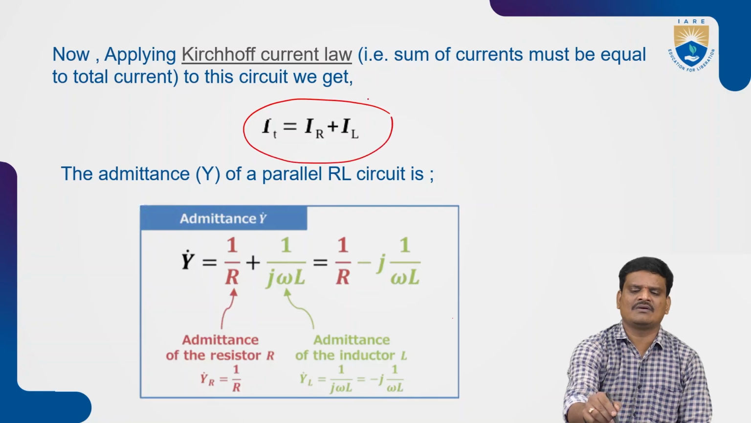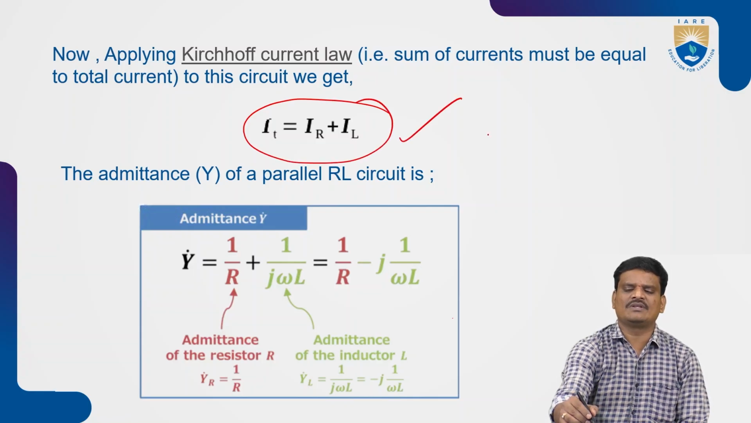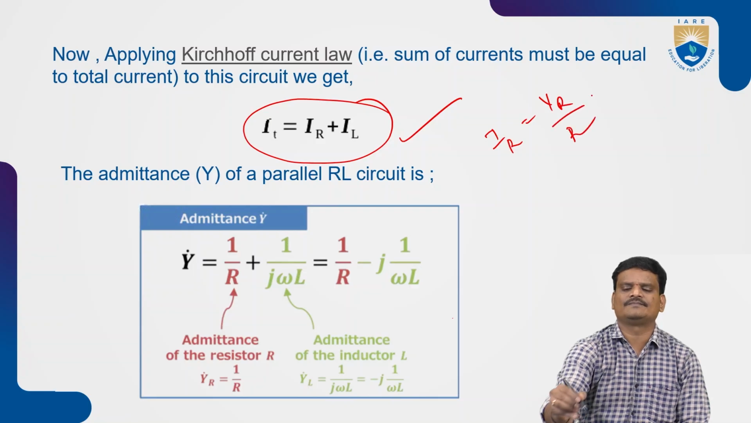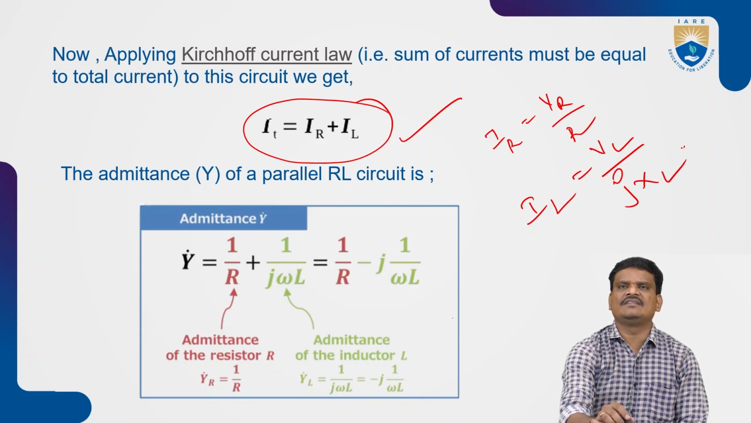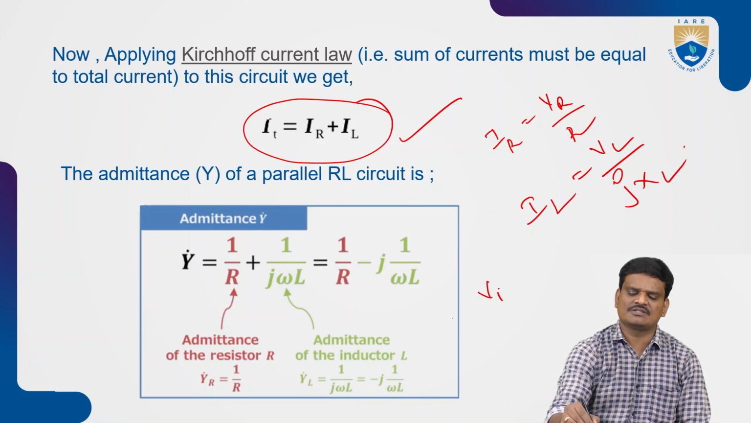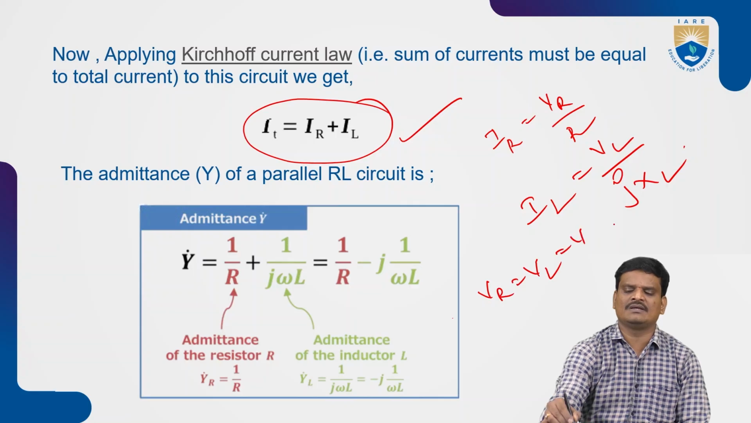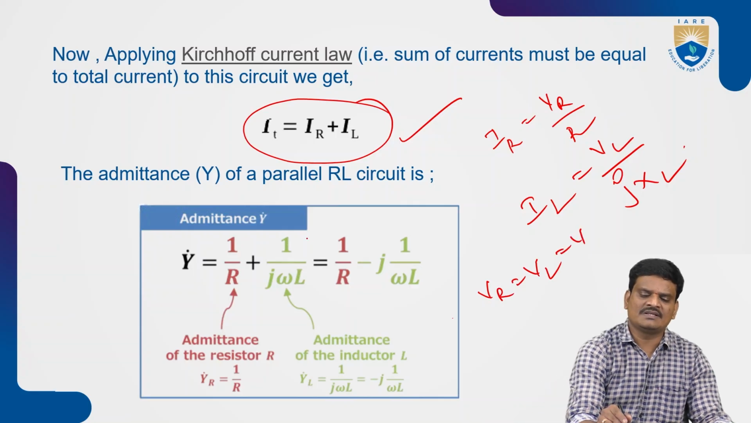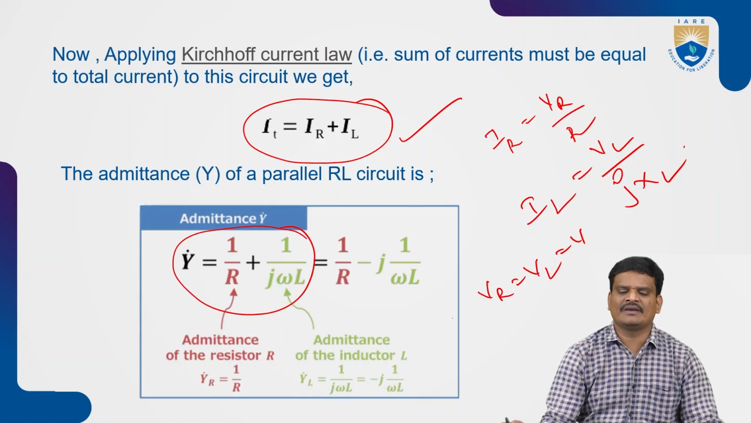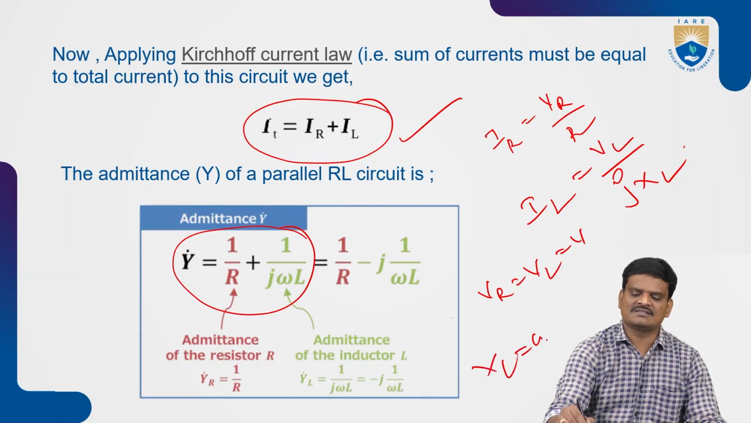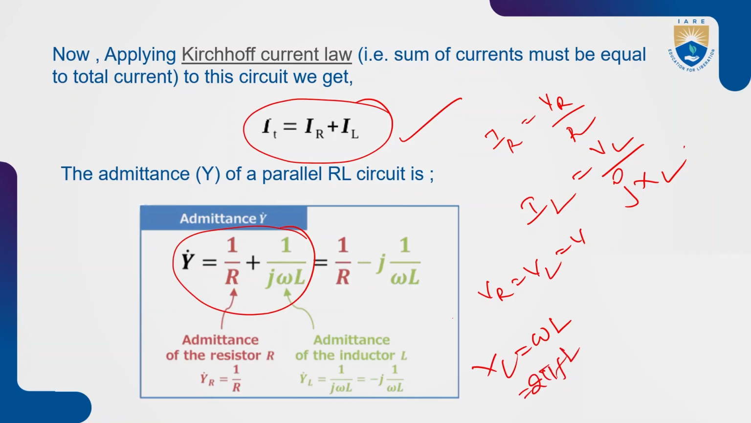By using that, I got this expression, and I know the value of IR. IR is VR by R, and IL equal to VL by J into XL. By adding these two and substituting VR equal to VL equal to V, I get the admittance Y equal to 1 by R plus 1 by J omega L, where XL can be written as omega L, or else as 2 pi FL.